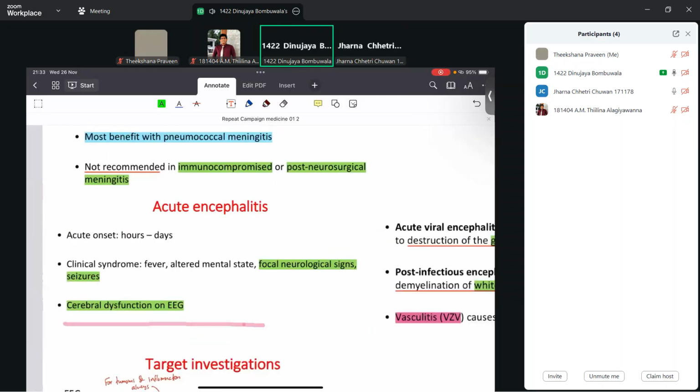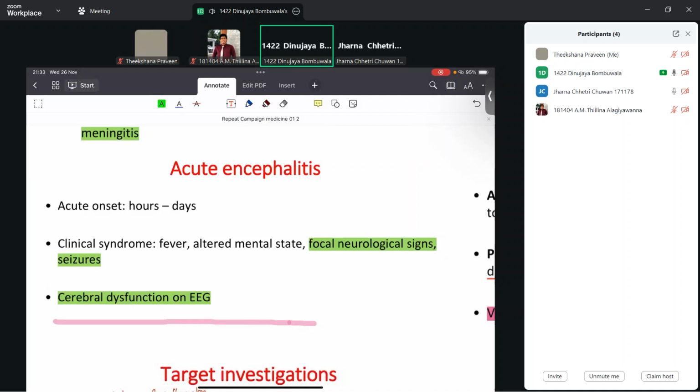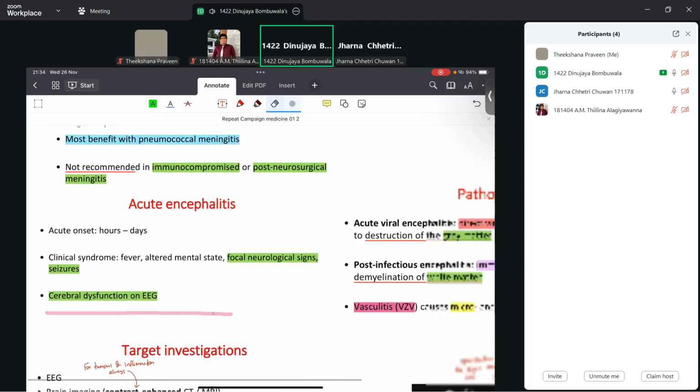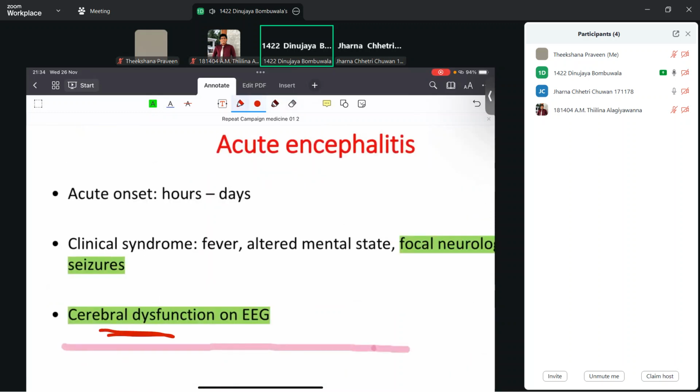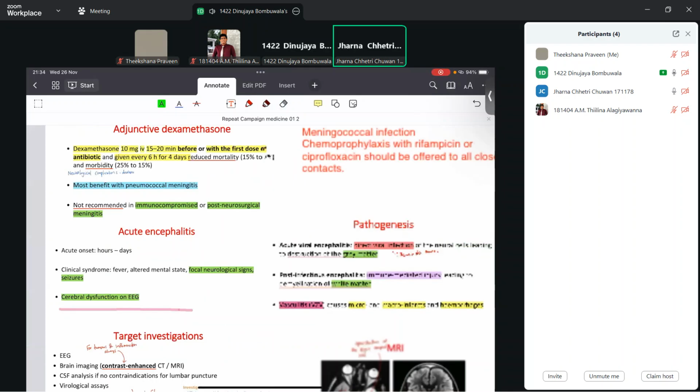So encephalitis, you know that it's the inflammation of brain matter. The important things which can be used to differentiate it from meningitis are the focal neurological signs and seizures. Focal cerebritis can occur with meningitis as well, but it mostly occurs in encephalitis. There will also be some cerebral dysfunction on EEG, because it's inflammation of the brain.